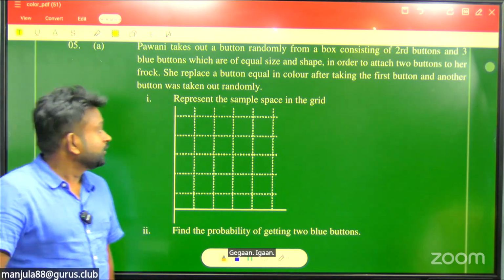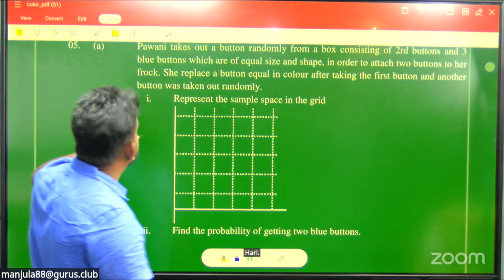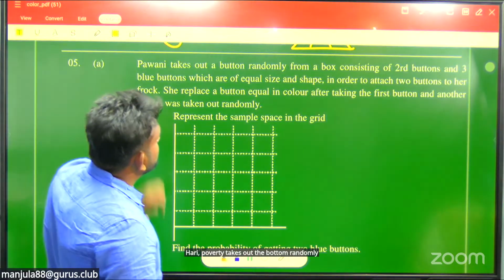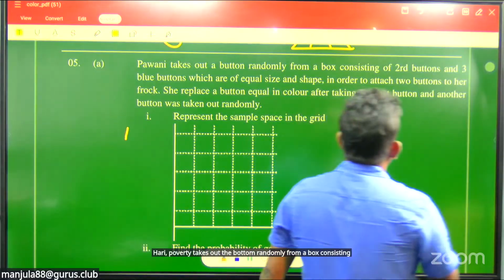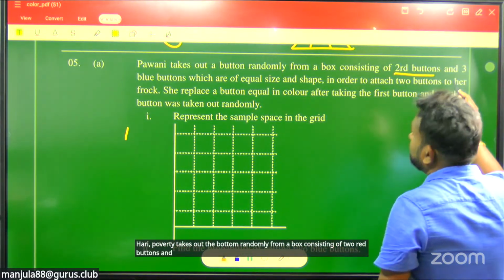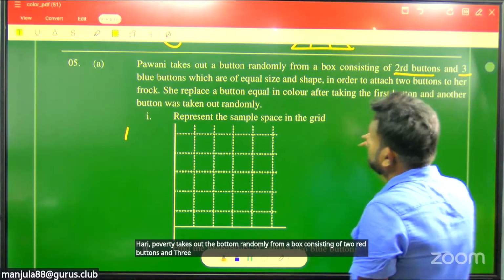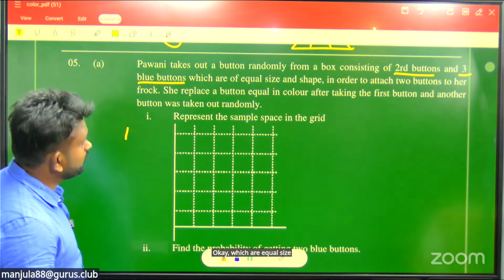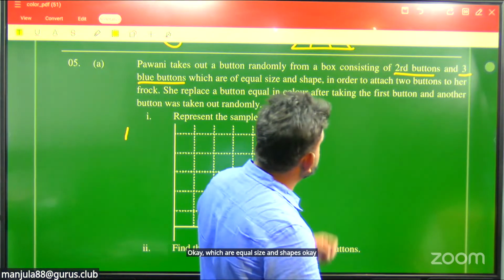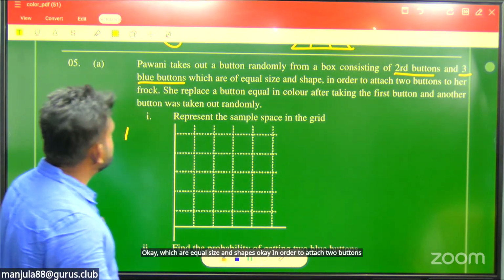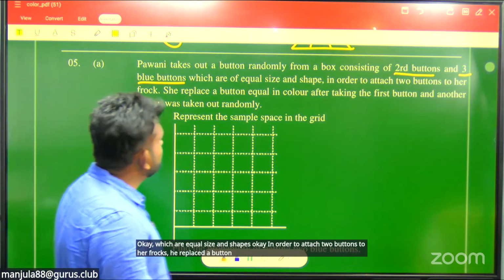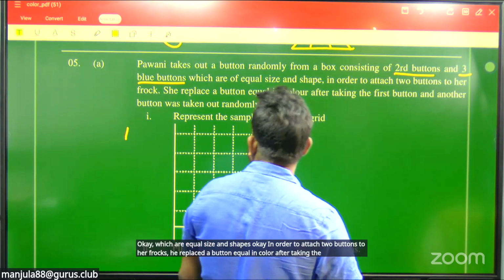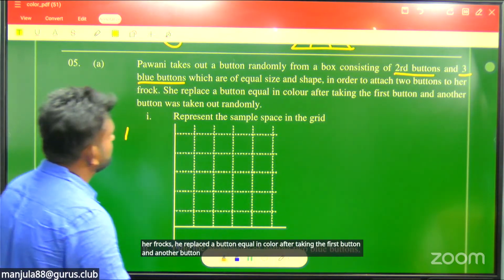Right. Pavani takes out the button randomly from a box consisting of 2 red buttons and 3 blue buttons, which are equal in size and shape. In order to attach two buttons to her frock, she replaced a button equal in color after taking the first button, and another button was taken out randomly.